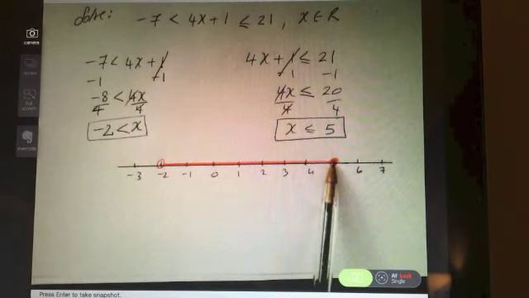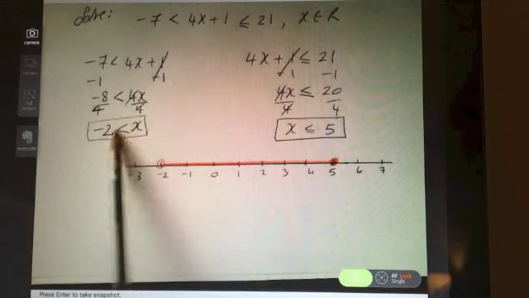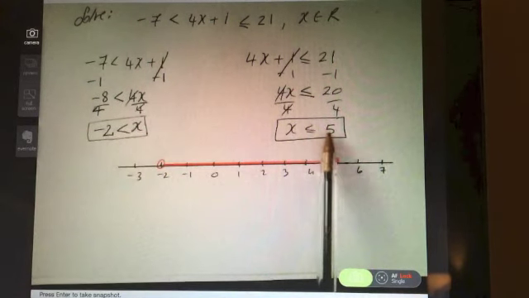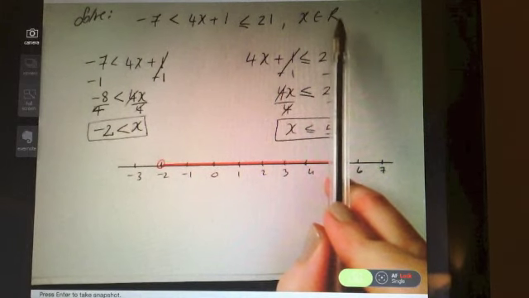That is the solution set that satisfies the number being greater than minus 2, but less than or equal to 5, and it being an element of the real numbers.